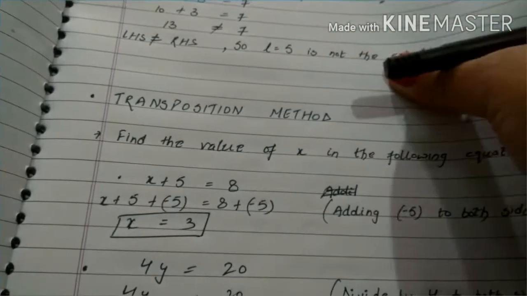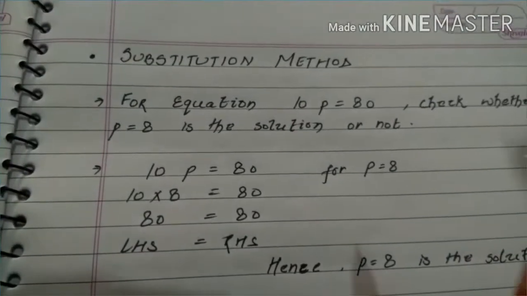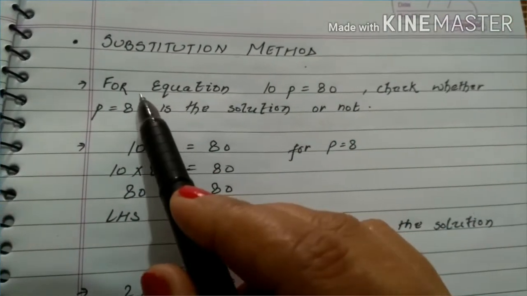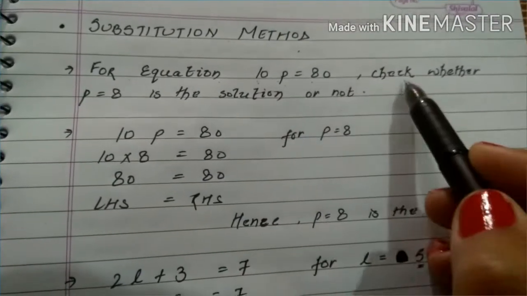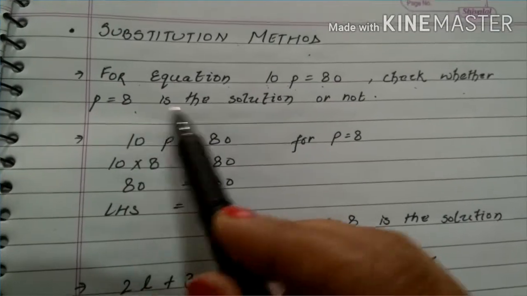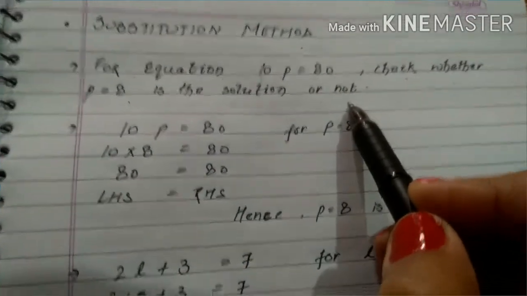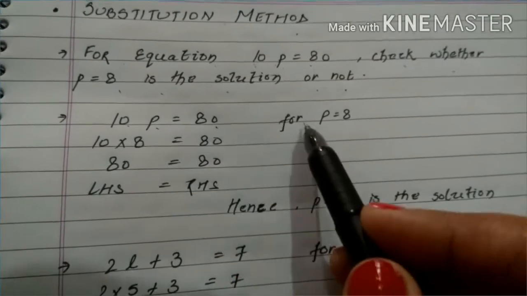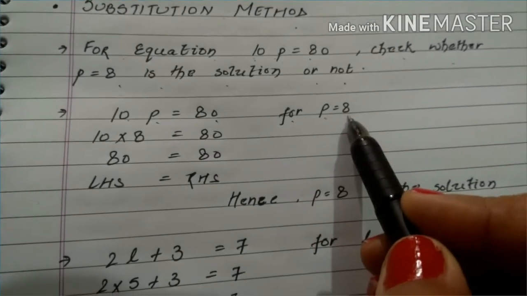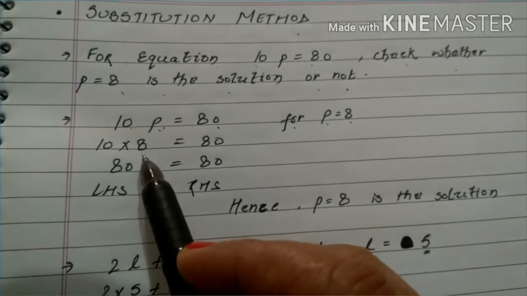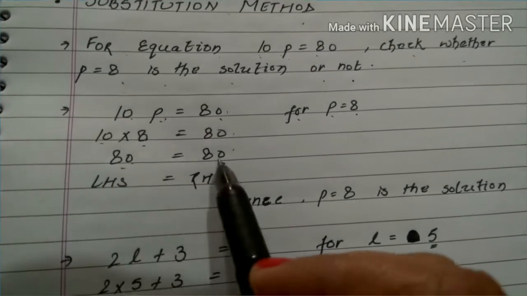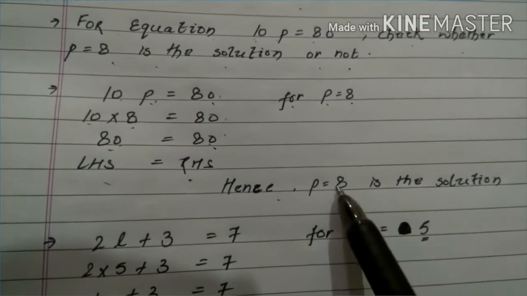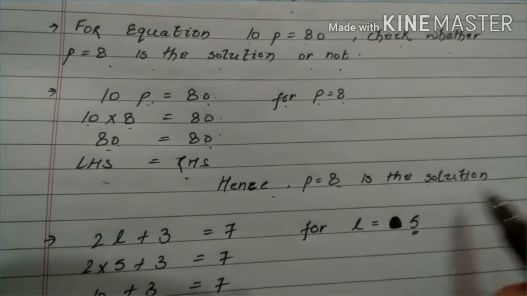Another method of finding the value of the unknown variable in an equation is the substitution method. Let's take an example, the equation 10p is equal to 80. Check whether p is equal to 8 is a solution or not. So 10p is equal to 80. We have to check the value for p is equal to 8. Replacing p with 8 gives you 10 into 8, 80, and on the right hand side also we have 80. So both LHS and RHS are the same. That means p is equal to 8 is the solution for the equation.